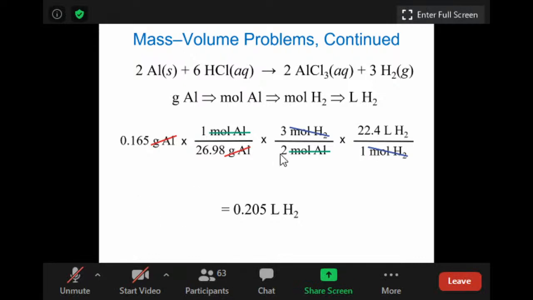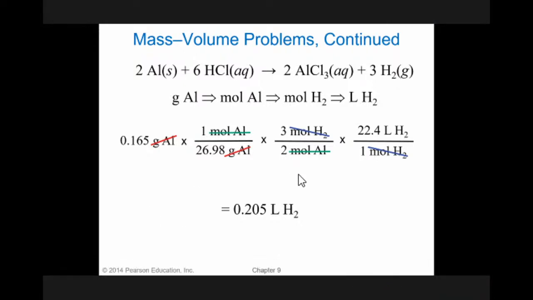So we look at the hydrogen, we see 3 moles of hydrogen gas. Aluminum, 2 moles of aluminum. That factor is very appropriate. So aluminum is gone for good now. It disappears as we go closer to the right. So moles of aluminum is gone. We are now in moles of hydrogen gas. But we're looking for volume.